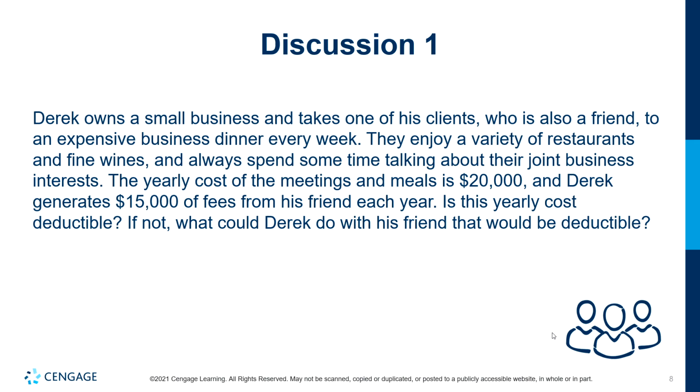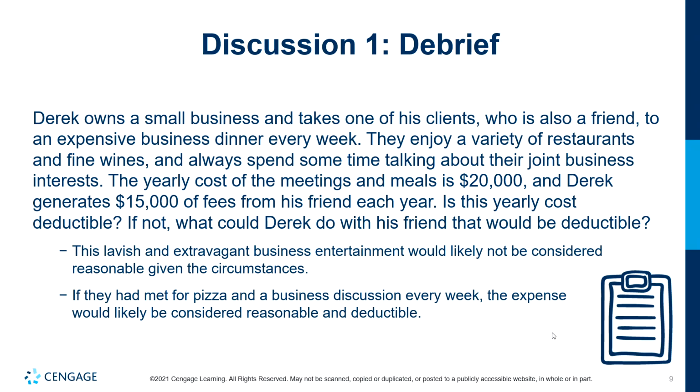Now, this is the problem that we're running into. This thing is not going to be deductible. I will tell you that right away, because it is unreasonable to spend $20,000 on meetings and meals in a year that are to fine restaurants and fine wines. They're so lavish and extravagant. I mean, it just wouldn't be considered reasonable.